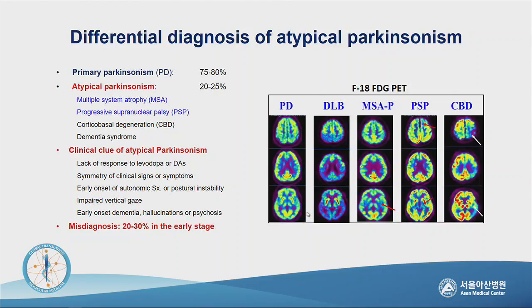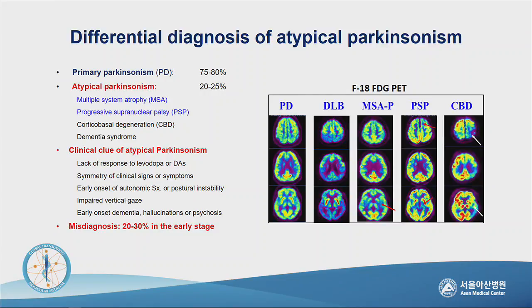About 20 to 25% of Parkinsonian patients have atypical Parkinsonism, such as multiple system atrophy and progressive supranuclear palsy, which are the most common etiologies of atypical Parkinsonism. In general, atypical Parkinsonism has rapid progression, poor response to L-DOPA treatment, and poor prognosis. They show typical clinical symptoms and signs depending on the etiology.